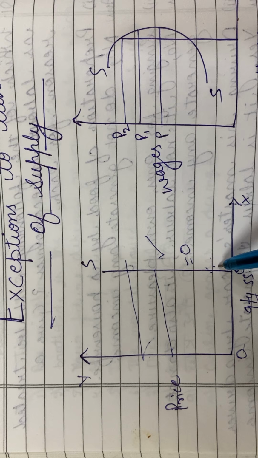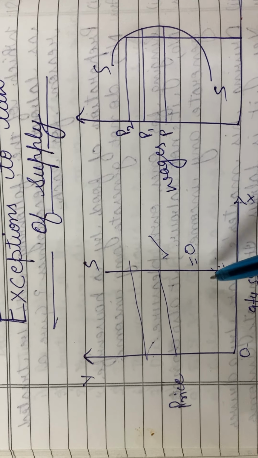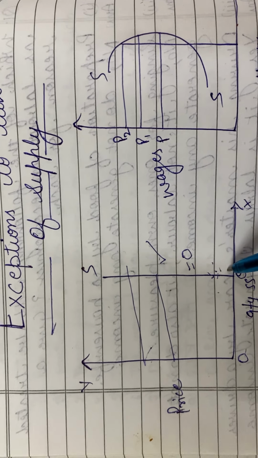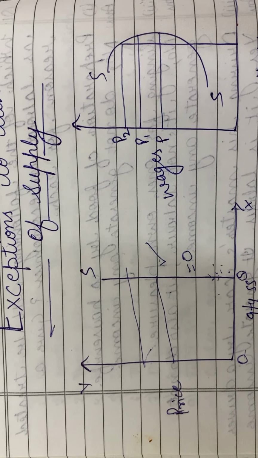This can happen in case of rare postage stamps. This can happen in case of classical paintings, like the paintings of Mr. M.F. Hussain. Because he is no more, we cannot increase or decrease the supply of his paintings.